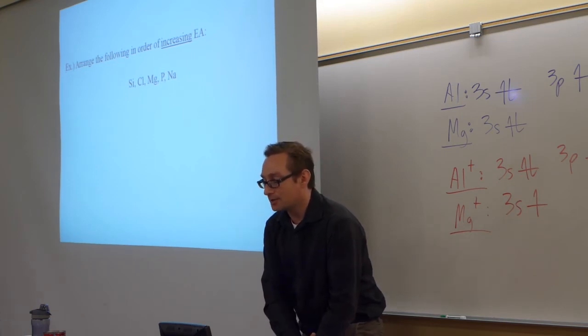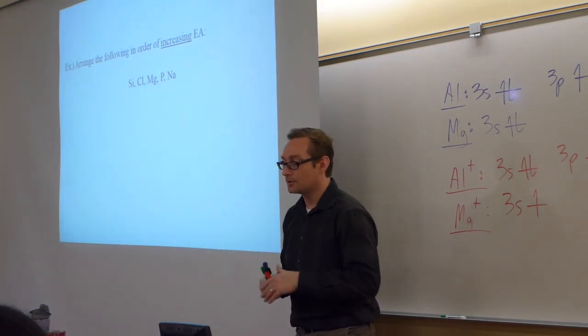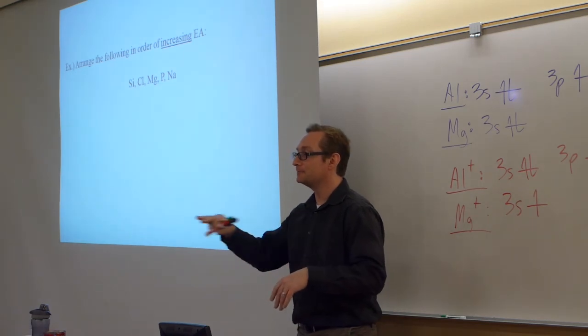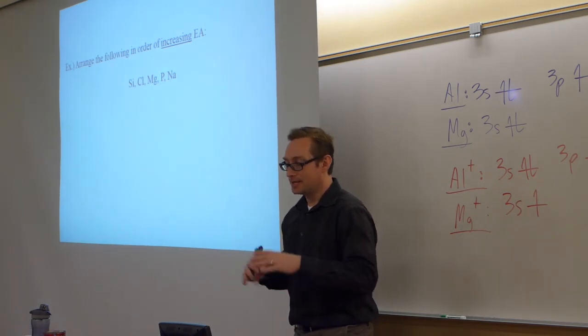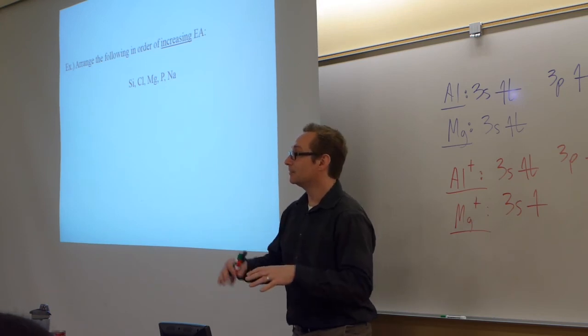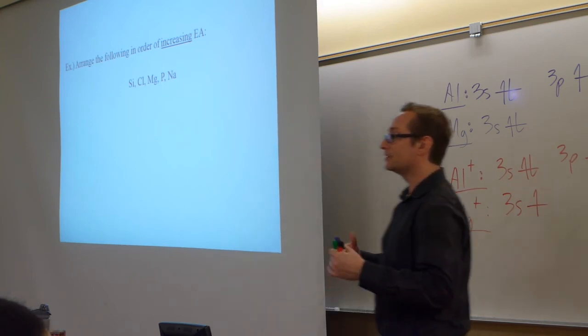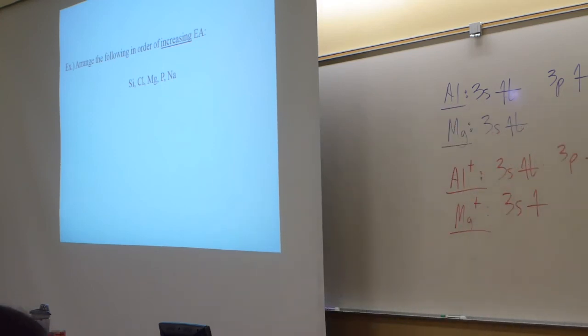So let's arrange the following in order of increasing electron affinity. All these elements are in the same row in the periodic table, right? You've got silicon, chlorine, magnesium, they're all in that third row. Let's arrange them in order of increasing electron affinity.